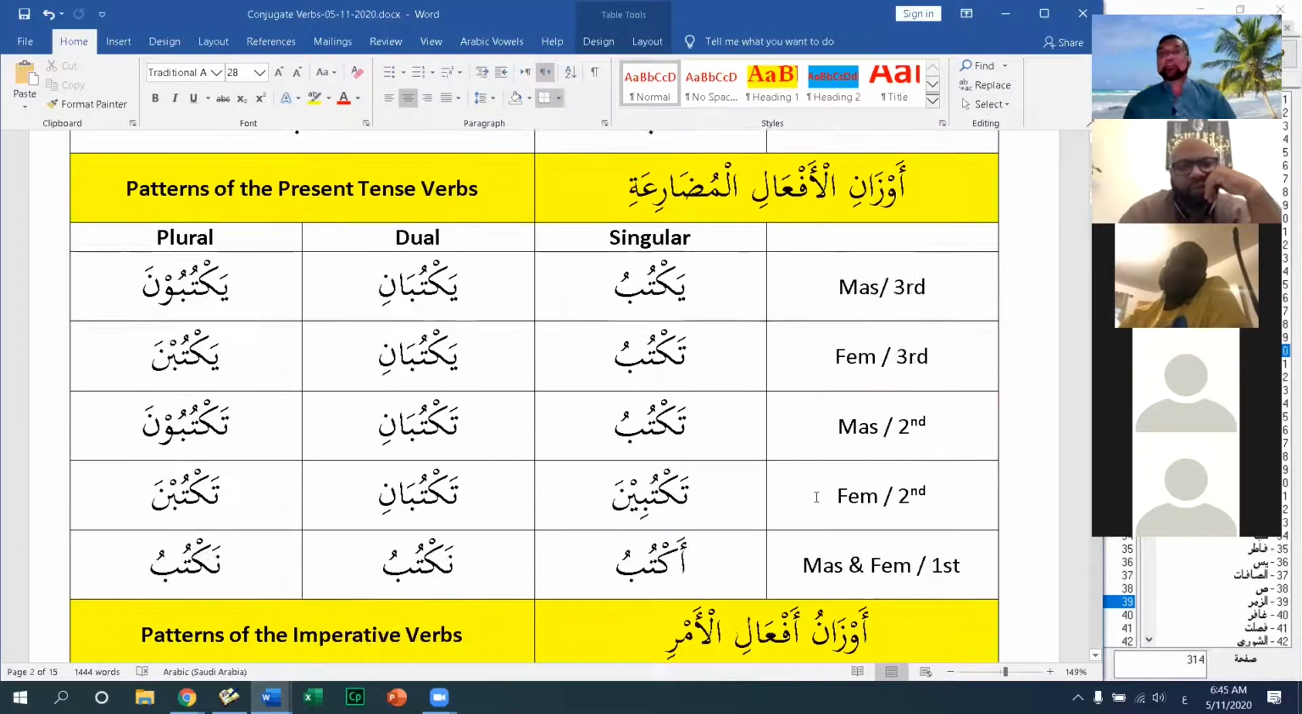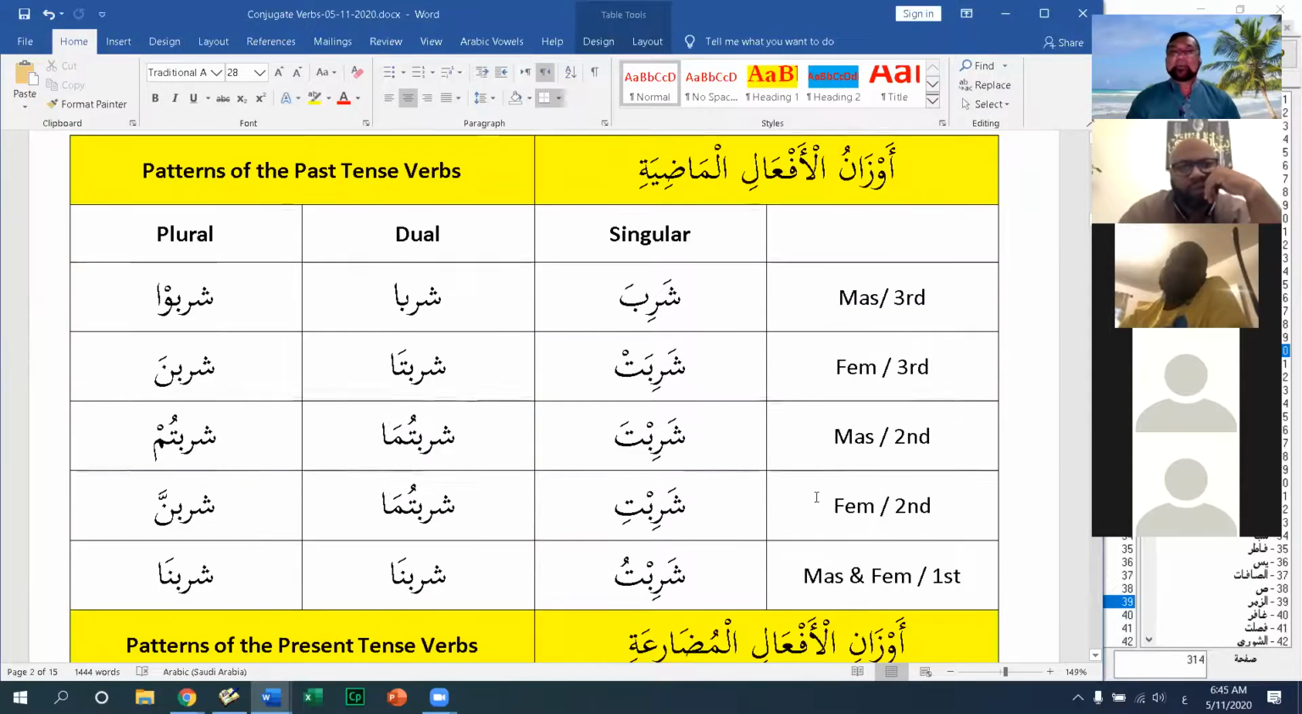Now I would love for you all, who wants to do a verb? Come on, be brave. I can try. Go for it. Let's take shariba. Okay. Shariba. Huwa shariba. Hiya sharibat. Anta sharibta. Anti sharibti.